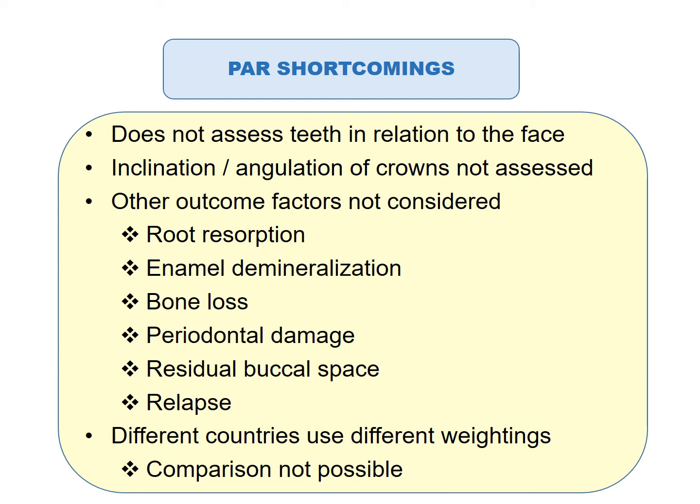Now, what are the shortcomings of the PAR index? One, the PAR index does not assess teeth in relation to the face. The inclination and angulations of crowns are not assessed. Other outcome factors are not considered. Example, root resorption, enamel demineralization, bone loss, periodontal damage, residual buccal space, and relapse. And different countries use different weightings, in which case comparison between different studies is not possible.